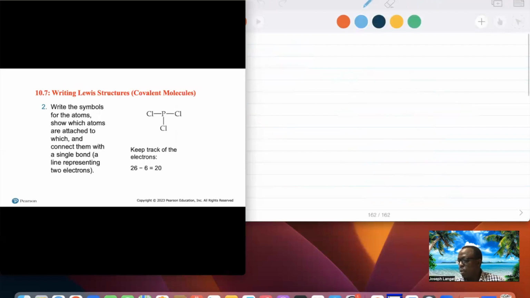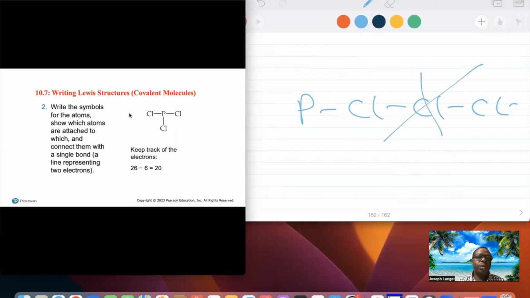I don't want you to just say this is connected to Cl, Cl, Cl, Cl. No, this is wrong. You need to draw the skeleton with the least electronegative element on the periodic table at the center. And you do the math.